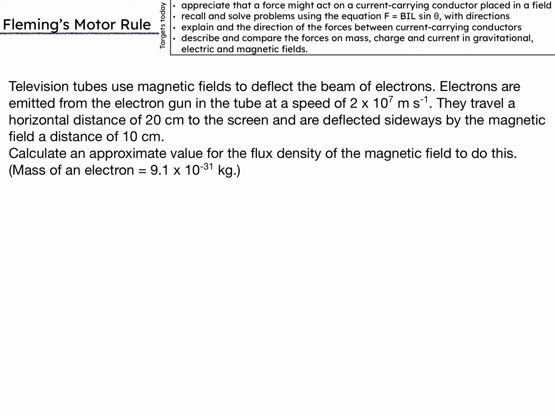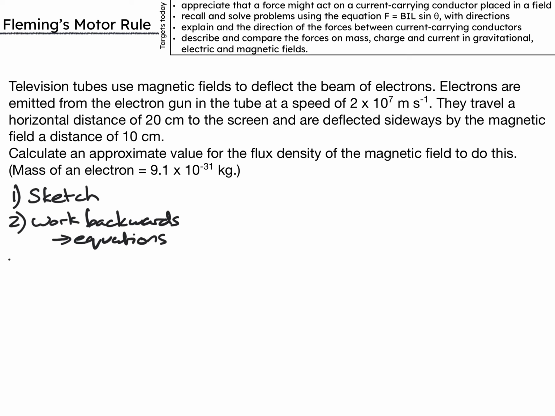Okay, so televisions don't use tubes these days, I know, but it's still a valid question that you might come across. Alright, so the steps are: Step 1. Sketch the question. Step 2. Work backwards to decide how to answer the question. Like, what equations do you know to help you? Step 3. Calculate B.